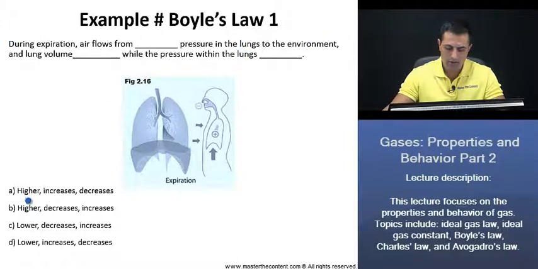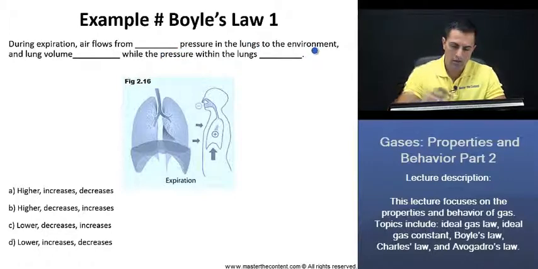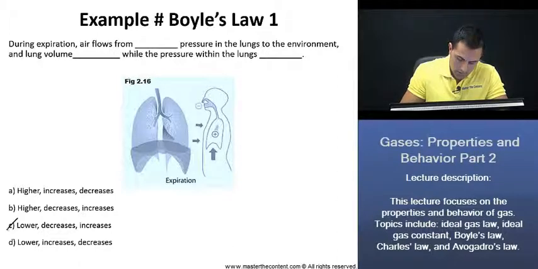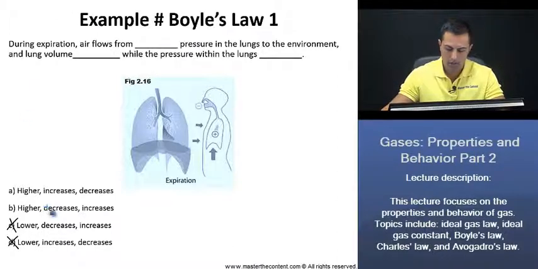Now, we see the answer for that can either be higher or lower. Thus, during expiration, air flows from higher or lower pressure in the lungs to the environment. It's going to be higher pressure. Thus, we know that C and D are not going to be valid. Now, if we look at the next two spaces, we see it goes increases, decreases, or decreases, increases.